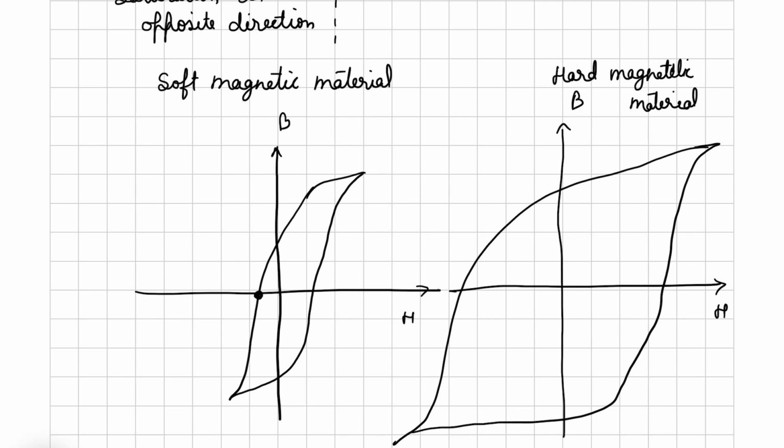Now, depending upon the use, for example, if you want to use it where we want to flip the magnetization direction frequently, then this area has to be smaller, such that you can flip the direction of magnetization easily. So for example, for transformers or generators, you need to build a material which has a small hysteresis loop area.